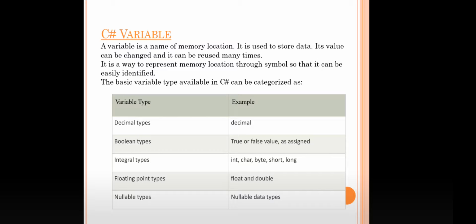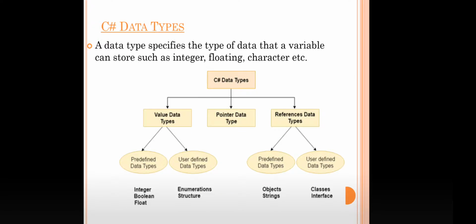Let's see the syntax to declare a variable. Type, then variable list. Variable list means a single variable or maybe two, three, whatever we want, for example int i and j. Okay, C# data types.